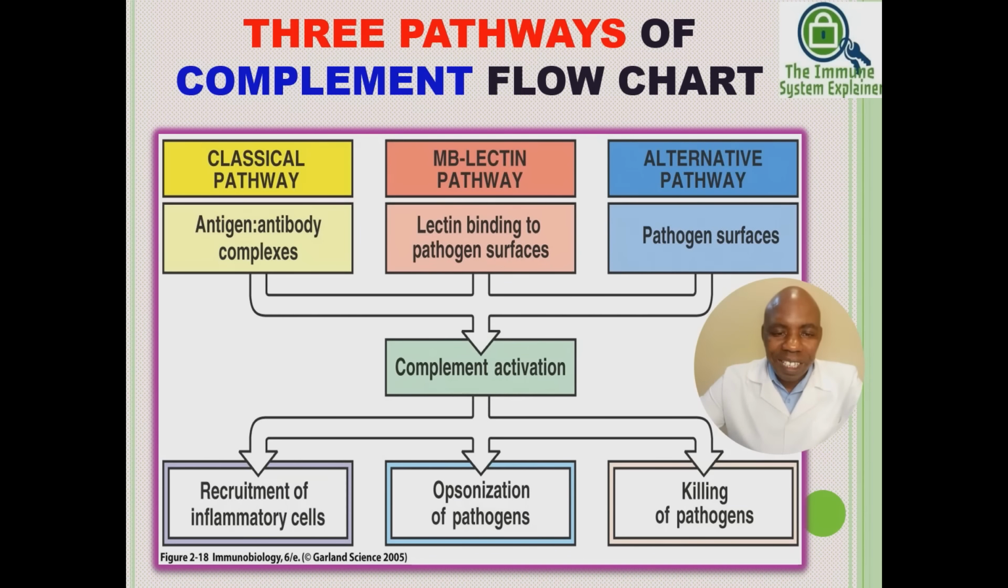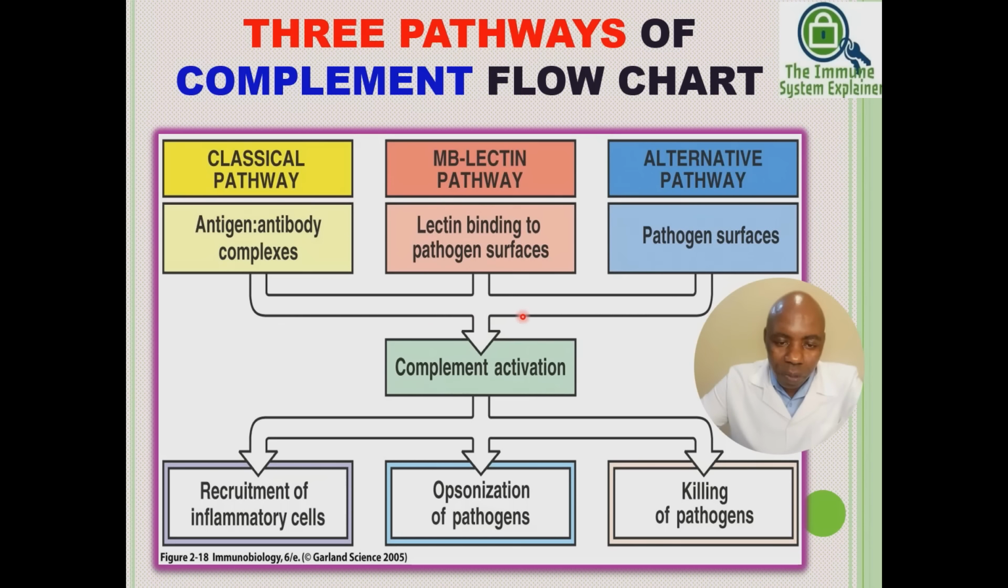Ladies and gentlemen, this picture is very, very important because it's actually a summary of the entire complement system activation. What happens here is that the three pathways of the complement system, the classical pathway, the Mannan binding lectin pathway, and the alternative pathway, all begin and run differently up to this point.